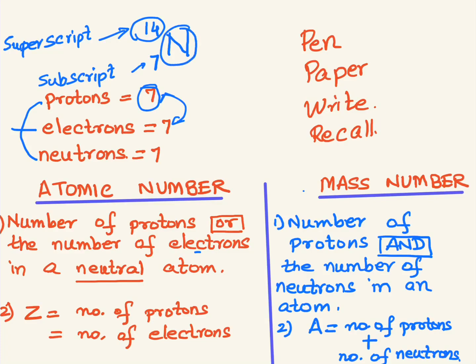Whereas this 7 would be our element that we are talking about. Understood? So if we have to represent this in a generic form, if I say X is my element, with atomic number Z and mass number A, this is my atomic number.